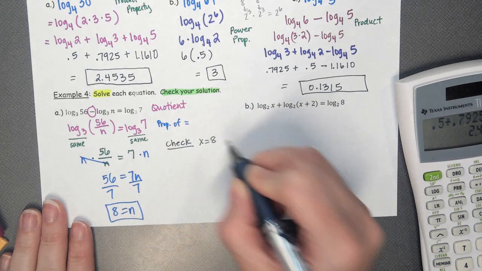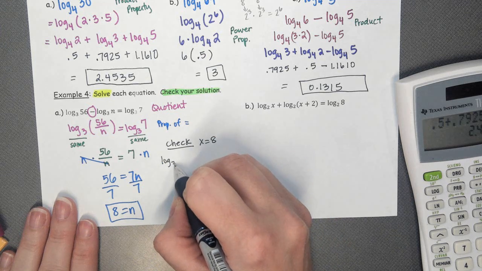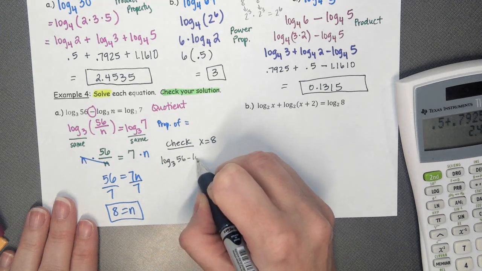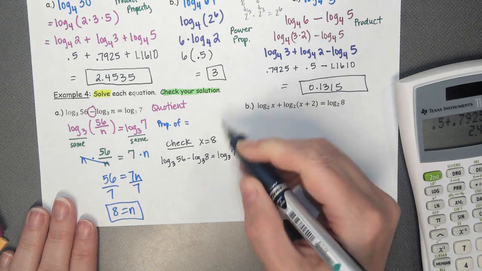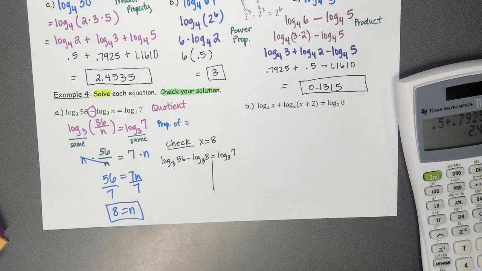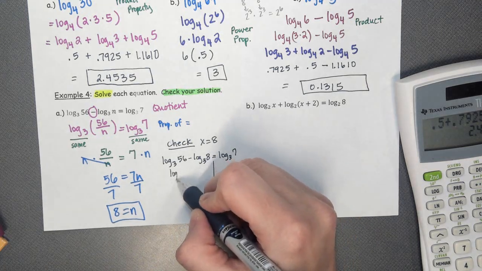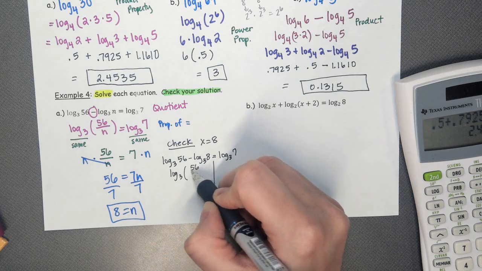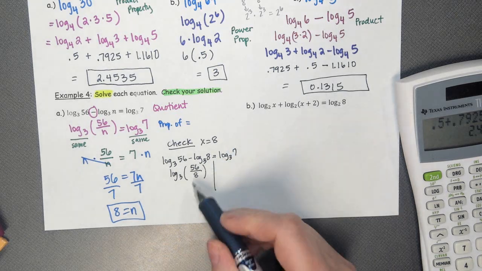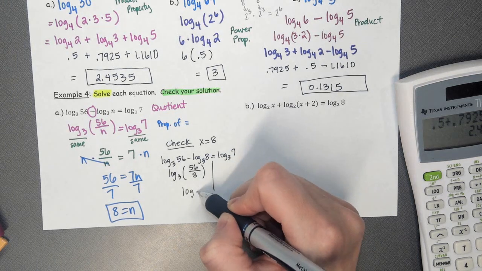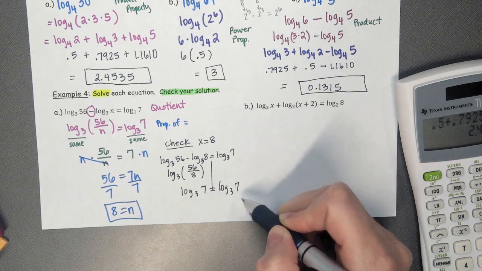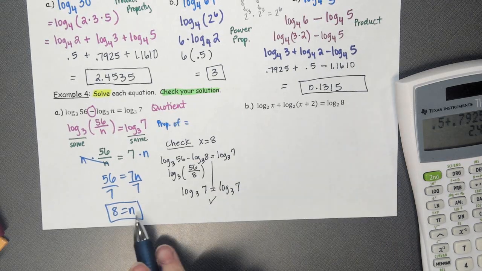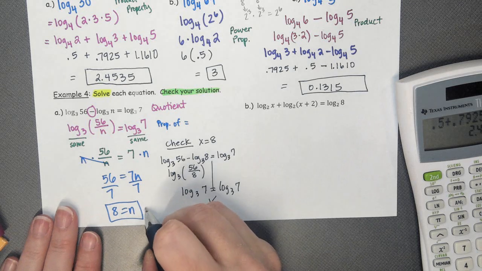Okay, so we're going to check x equals 8, so this would be log base 3 of 56 minus log base 3 of 8 equal to log base 3 of 7. So the only side we have to work with is this side. So we can use our log properties to simplify, and then we just make sure on both sides you have the positive values and those are the same, so that is going to be your solution.